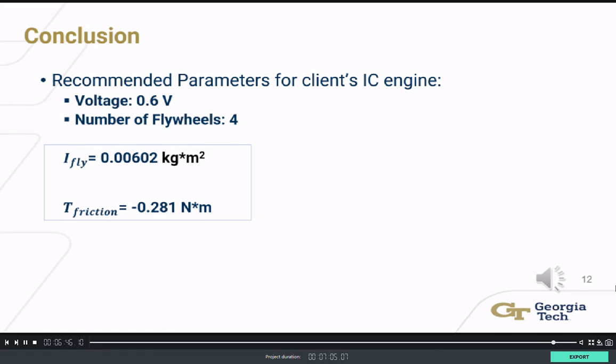The system parameters which produced a flywheel moment of inertia closest to the theoretical value were an input voltage of 0.6 volts and 4 flywheels attached to the motor. During weeks 2 and 3, these recommended parameters will be used for the IC engine to study the system's effectiveness at modeling the full 4-stroke cycle of the IC engine.